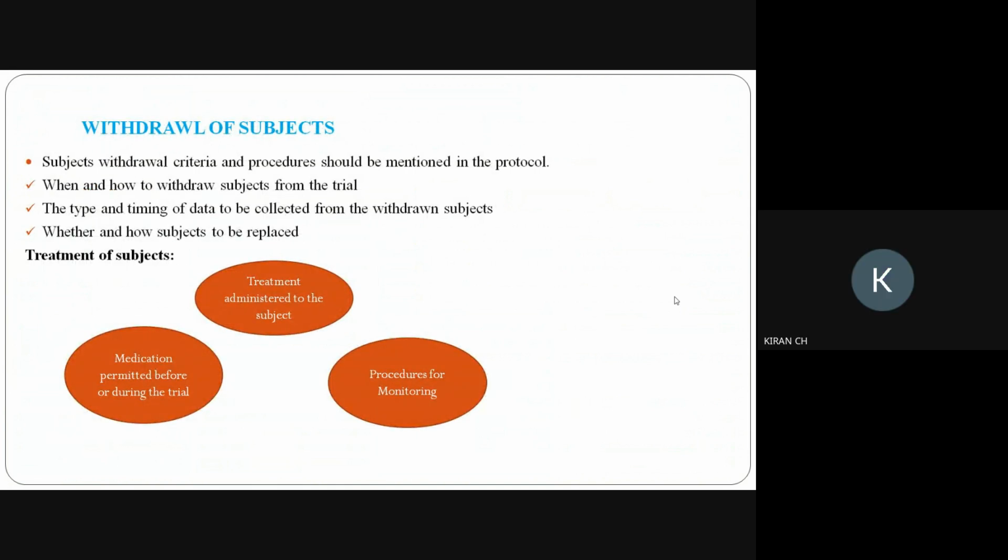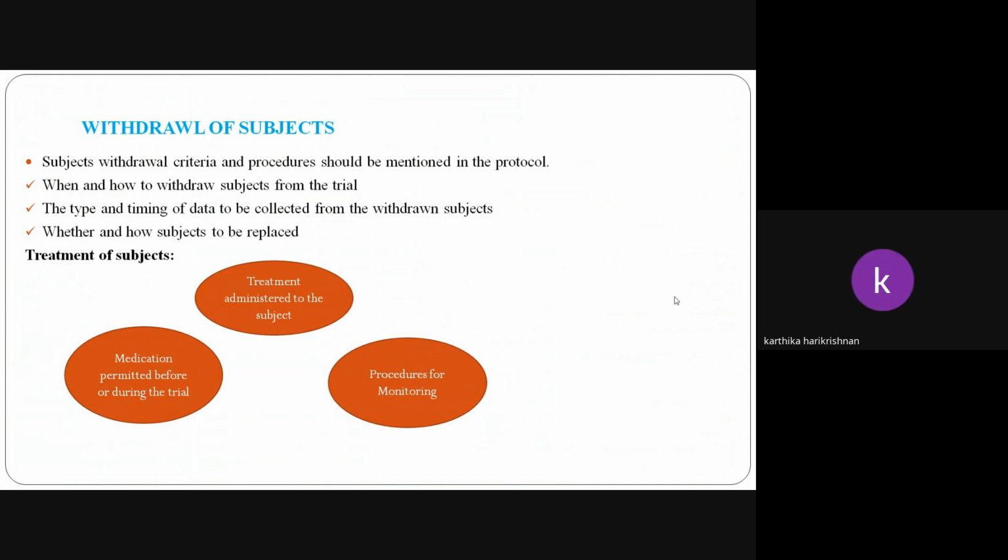Next, even in clinical trials, if the patient is participating in the clinical trial, for example, the study is for 3 months. He participated in the study up to 1 month, and later he felt, I don't want to participate in the study. I'm not feeling well after participating in the study. Like that, they'll have some feeling. So those kind of patients, even in the middle of the study, they can withdraw from the study.